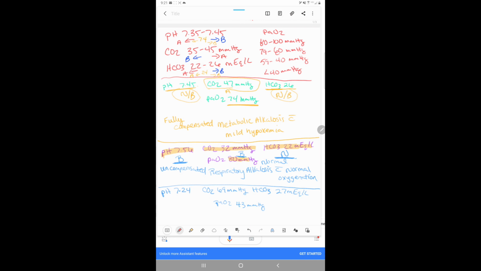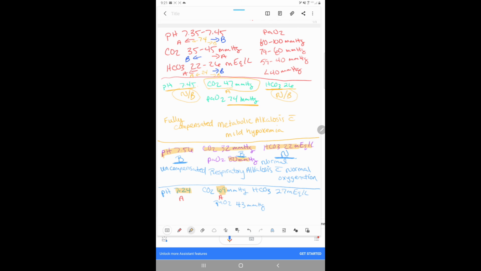So we're going to go ahead and interpret this blood gas. Okay, looking at your pH first, 7.24. It's going to the left, so that means it is an acid. Next, you're going to look at your CO2 number, 69. That is going to the right, so that makes it an acid.